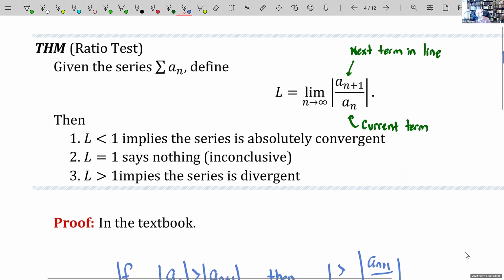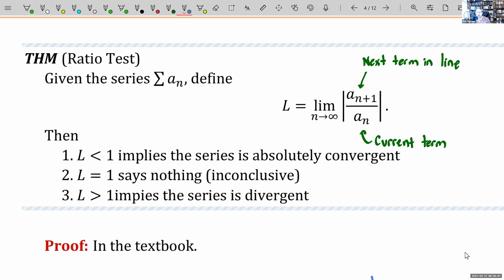So given a series, alternating terms or not, you can compare the next term in line to the current term, take the absolute value, take that limit. If it becomes finite, actually it doesn't even have to become finite, honestly, but if that limit is less than 1, that is true. If it's less than 1, that implies the series is absolutely convergent. If it's equal to 1, we can't say anything. We have to do another test. Inconclusive means do another test.